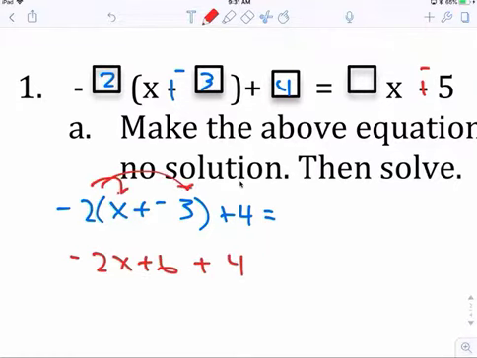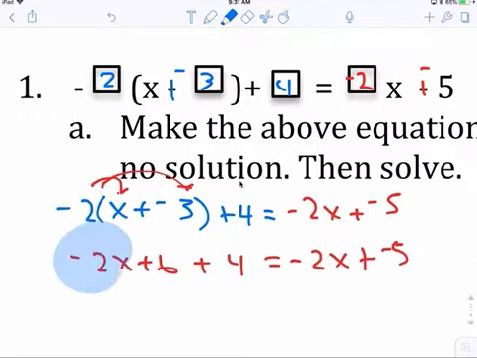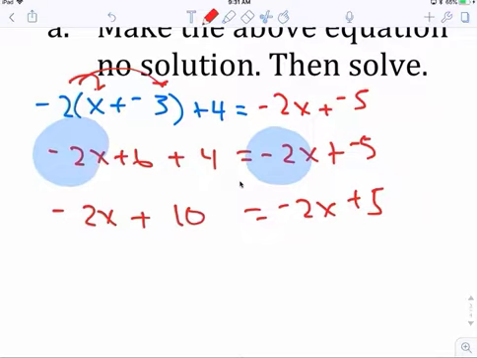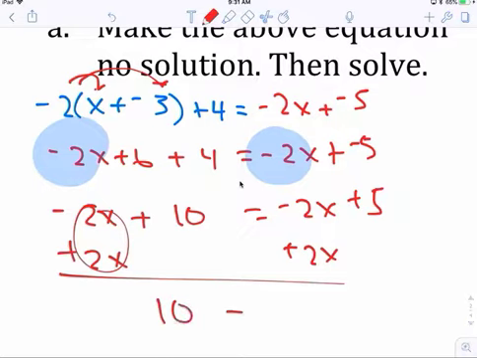Distribute, that's 6 equals 2. Oh, this needs to be -2. -2x. Okay, plus a -5. That would be no solution because the coefficients are the same. So -2x plus 6, that's 10. And you add 2x, add 2x. 0 plus 10 is 10. 0 plus -5 is -5. No solution.